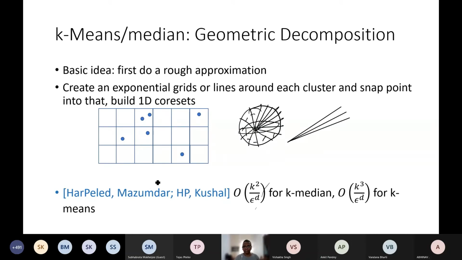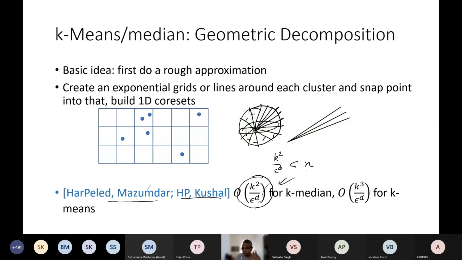Okay, and that is the result given by these people. They say that if the dimension is d, then the number of coarse set points that you get is like k squared by epsilon to the d, where epsilon is your error parameter. So if k squared by epsilon to the d is less than n, the original number of data points, then this is okay.